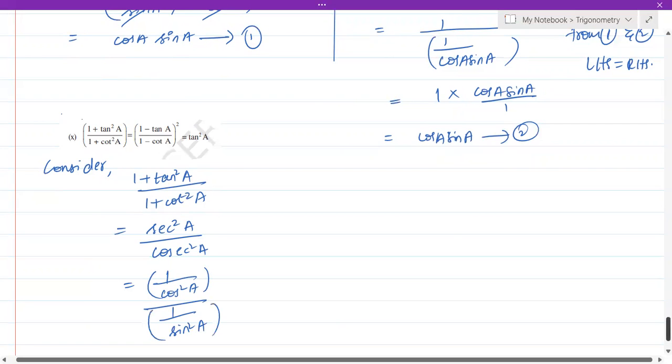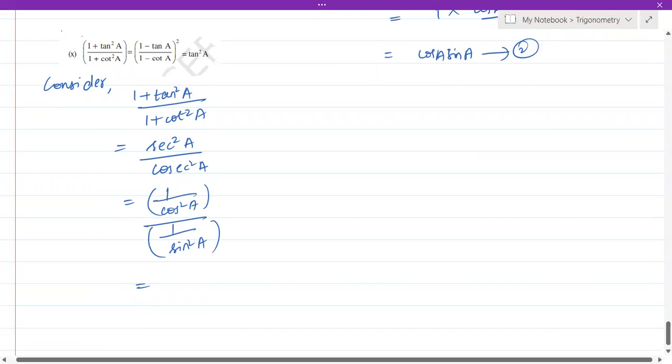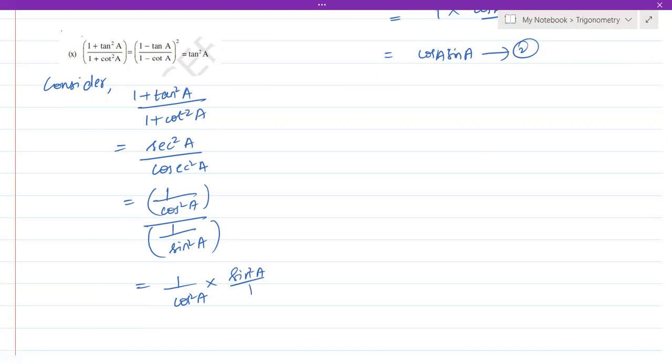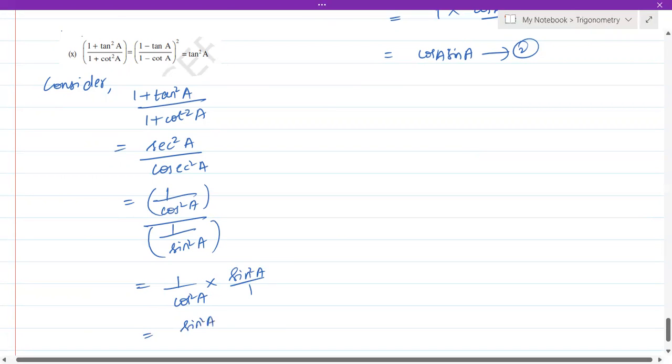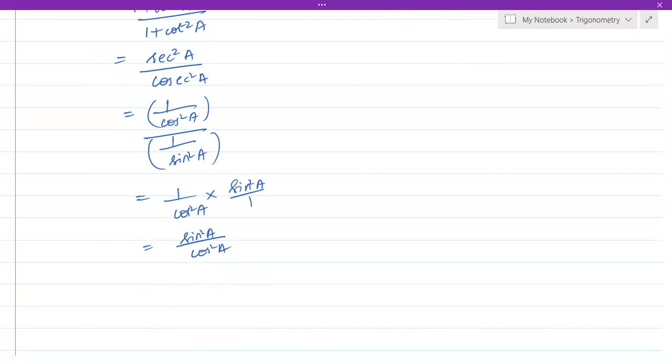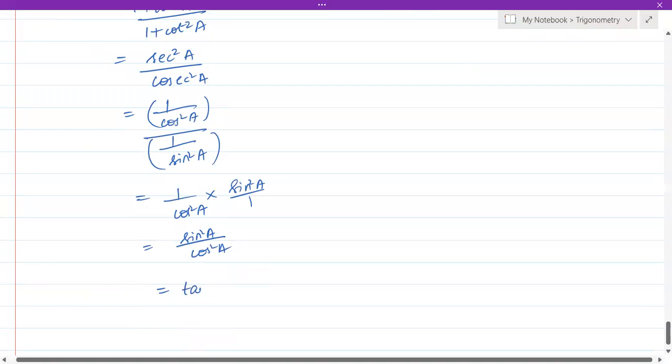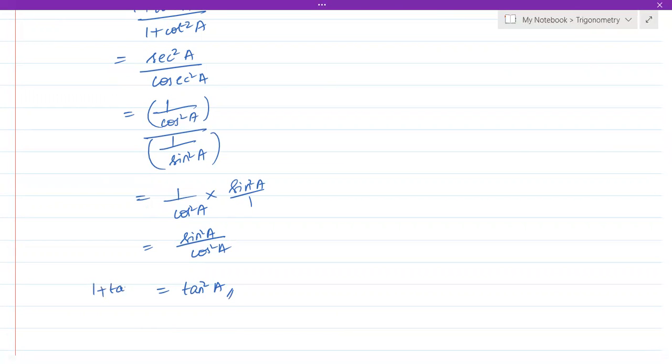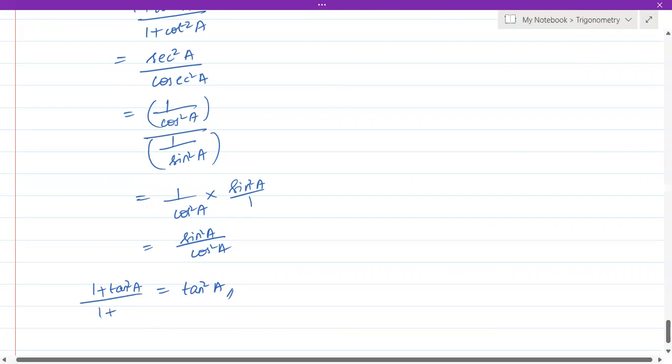Now let's reciprocal it. That is 1 by cos square a as it is, into the reverse, sine square a by 1. So 1 into sine square a is sine square a, and cos square a into 1 is cos square a. So what is sine square a by cos square a? Sine square a by cos square a is tan square a. So we have got it. What we have proved is that 1 plus tan square a by 1 plus cot square a is equal to tan square a. Let's take this as equation 1.